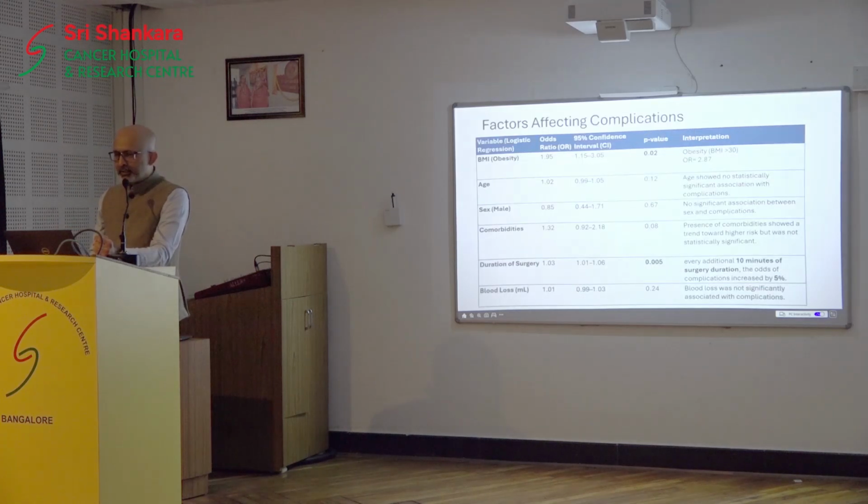When we look at the factors, this is a logistic regression on that. BMI is the factor which contributes, and the duration of surgery is the other thing. So the two could be linked again, but with every 10 minutes of increase, we are seeing an increase in complication by 5% against statistics.